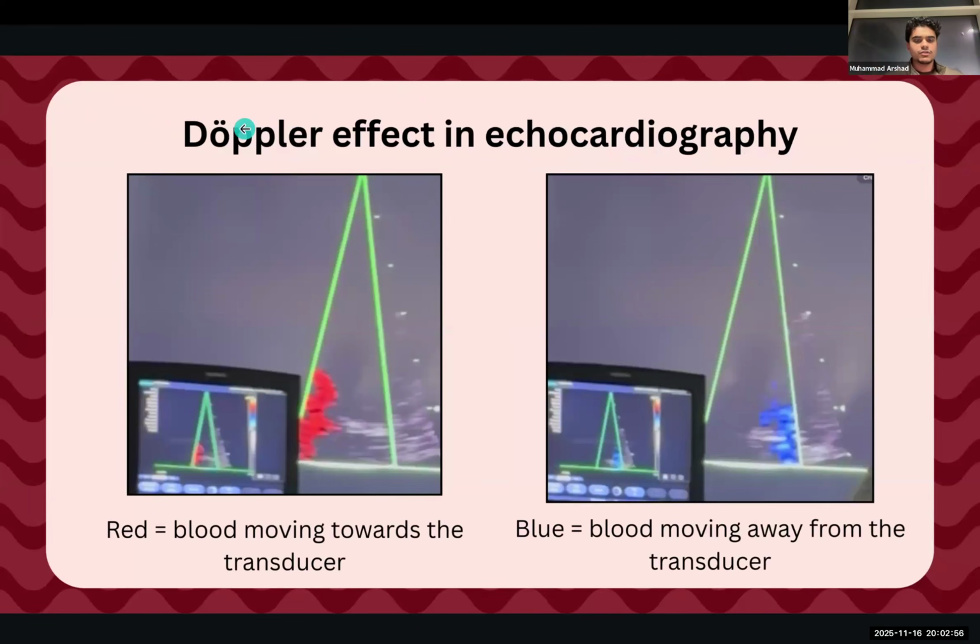And then there's something called the Doppler effect in echocardiography. It wasn't in your slides, but it was in your lab guide, so I just went over it really quickly. If you see red, that means that blood is moving towards the transducer. The transducer is the thing that you're using to project the sound waves. And if you see blue, it means that blood is moving away from the transducer.